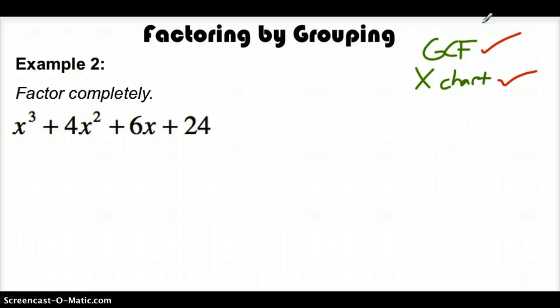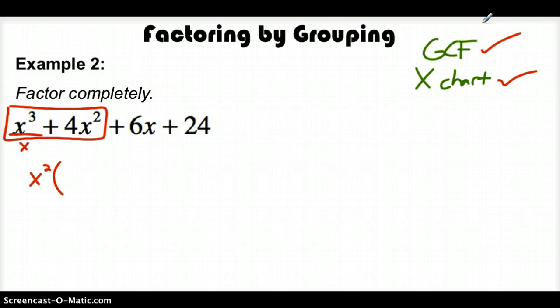I'll look at these first 2 terms and see if I can take out a greatest common factor. This term has 3 x's and this term has 2 x's, so I can definitely take out an x squared. Let's see what I'll have left over. If I divide each of these by its greatest common factor, I'll have x, and then a positive 4, so x plus 4.